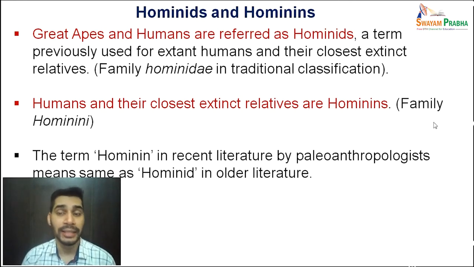On the other hand, in the family Homininae, there are humans and other closest extinct relatives of humans, and they are called hominins. So basically, the term hominin, which you find in recent literature used by paleoanthropologists, actually means the same as the term hominid means in the older literature. In our presentation, we'll use the term hominins as per the recent literature.